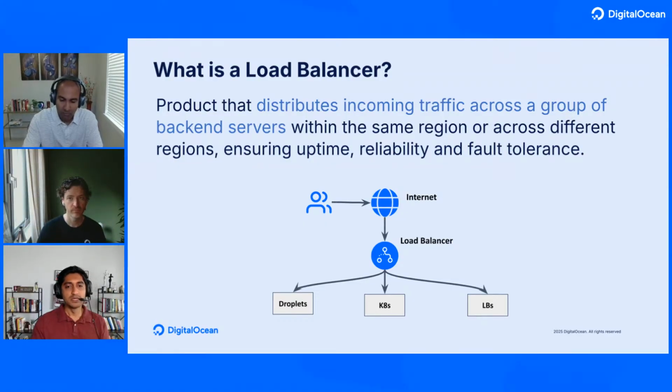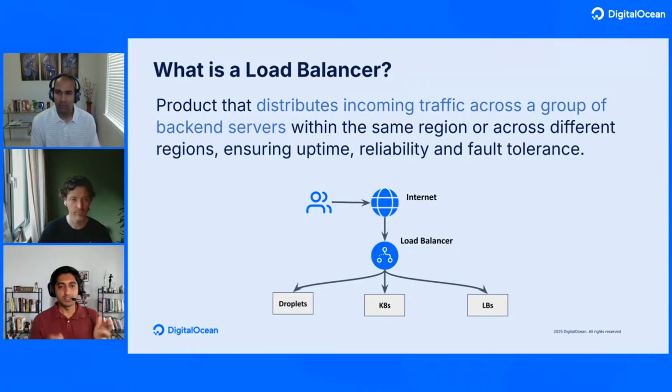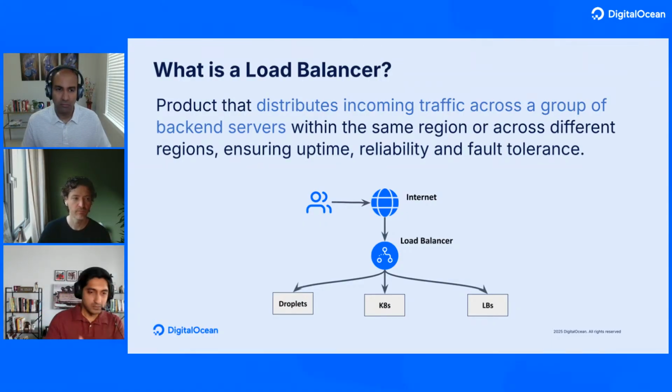One of the key things a load balancer does, besides distribution, is health checks. It continuously monitors the health of your backend resources, be it droplets or Kubernetes clusters, and automatically detects which one is healthy and routes the traffic to that particular server. So your load balancer immediately distributes based upon the knowledge that it has, ensuring that your users never experience downtime. Next slide.